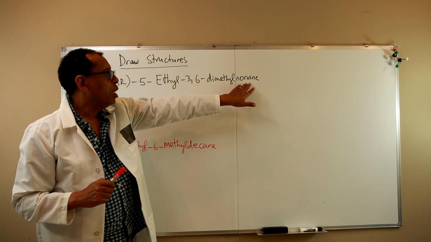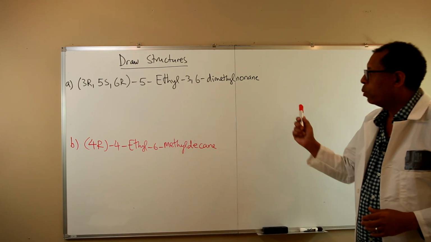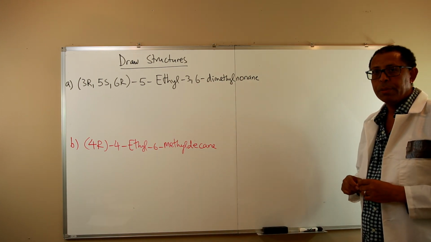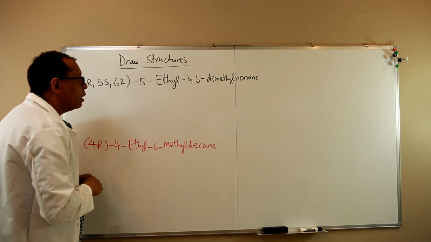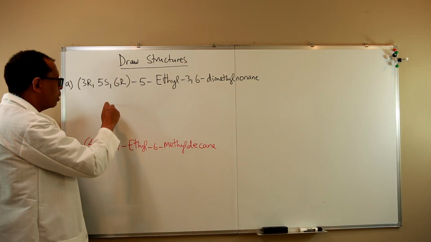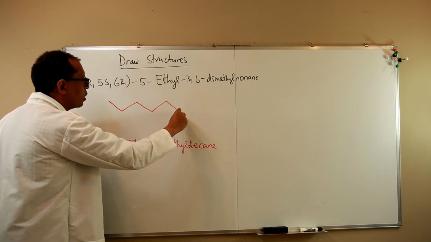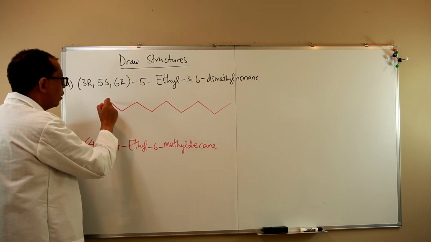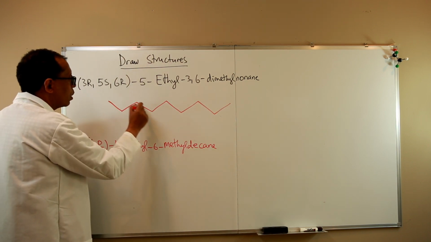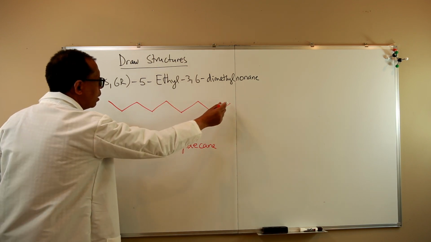Here I have a nonane compound. Nonane, as you know, would be a 9-carbon aliphatic chain. So I will have 9 carbons. So I will start 1, 2, 3, 4, 5, 6, 7, 8, 9. So I will make sure that I have 9 carbons. 1, 2, 3, 4, 5, 6, 7, 8, 9.